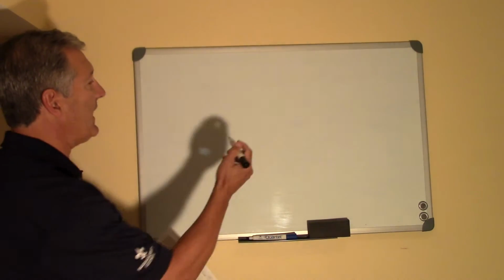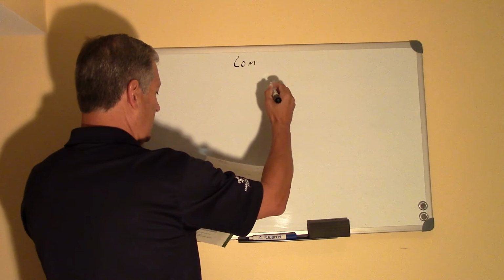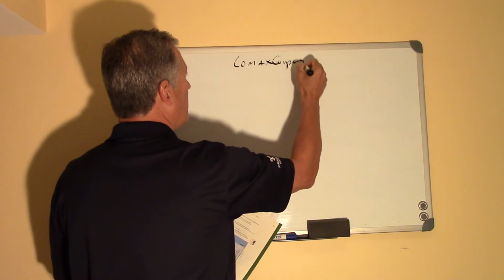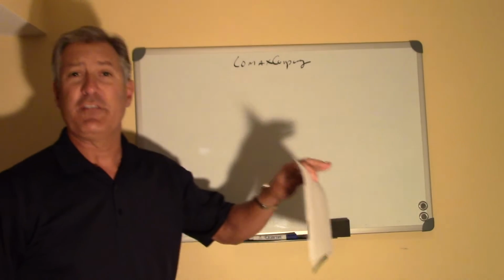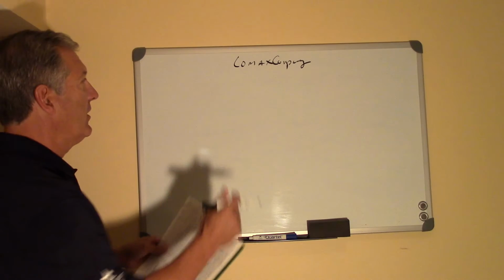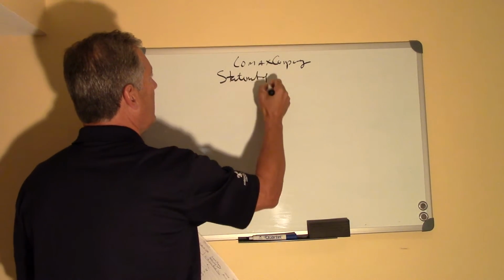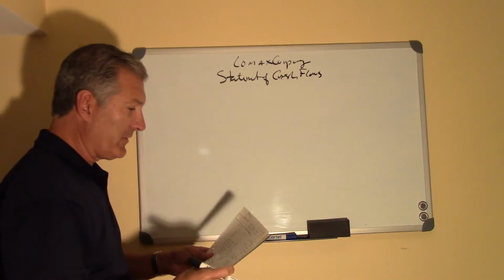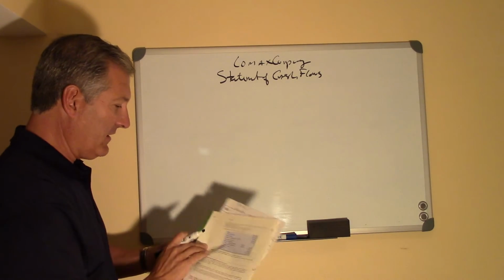Now, let's not forget to put the title on this statement of cash flows. This is Lomax Company. You want to tell the reader of the financial statement the name of the company, the financial statement that they're looking at, and the time period that they're looking at. So it's Lomax Company. You're going to indicate statement of cash flows. You also want to tell them the time period, and this is for the year ended.